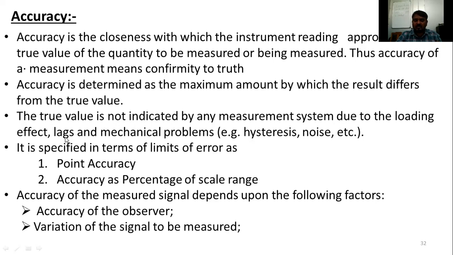Actually, accuracy is specified in terms of limits of error. There are two types of accuracy: point accuracy, and accuracy as a percentage of scale. Here is the point: for this input, you have to reach this point. If the output is surrounding this point, somewhere around here, then it is accurate. Closeness to that point is called accurate.